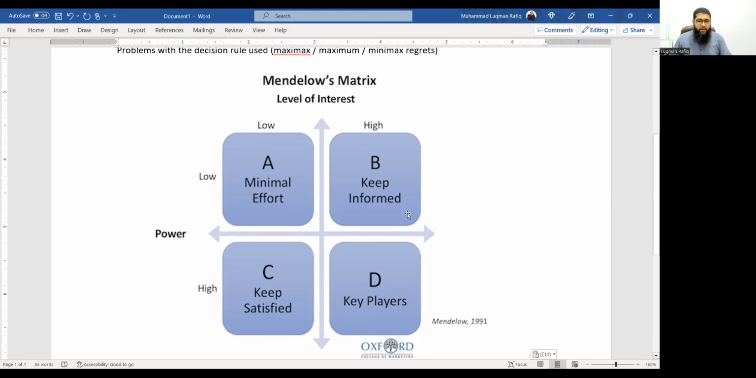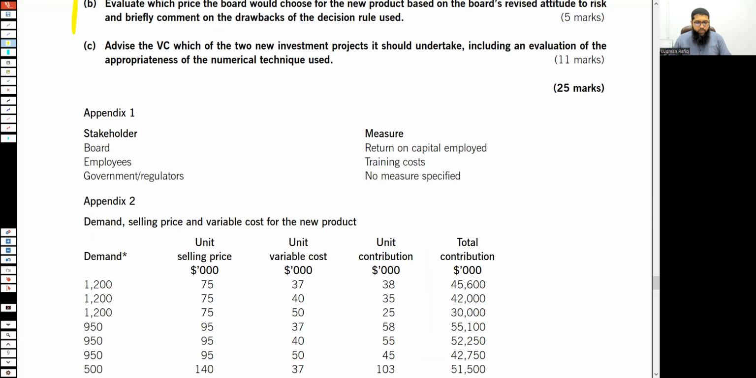Now, I would want you people to read through this appendix number 1. The stakeholders and their measures are given. The ROC is the measure for the board. Training costs is for employees. For governments and regulators, no measure is specified.